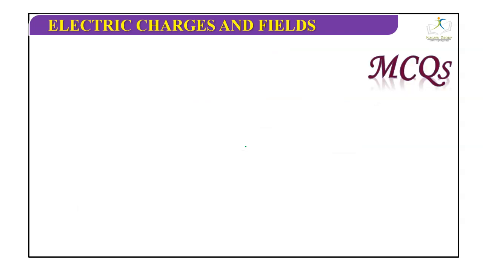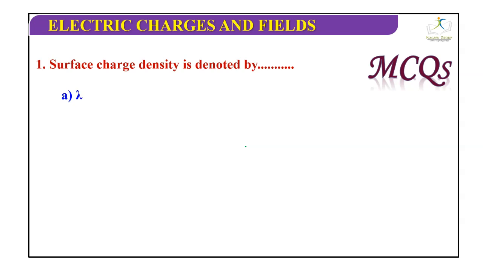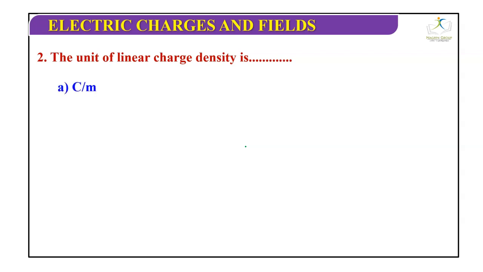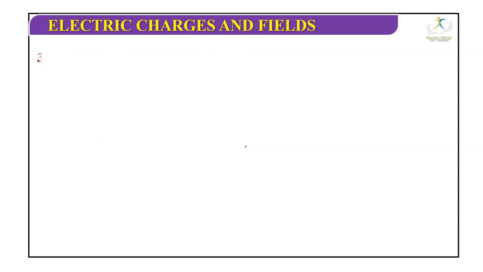Let's move with these questions so that we can understand what we learned from the first topic and the second. Surface charge density is denoted by lambda, rho, E or sigma. The correct answer is D, which is sigma. Second, the unit of linear charge density is A Coulomb per meter, B Coulomb per meter square, C Coulomb per meter cube, D Coulomb per meter 4. The correct answer is Coulomb per meter, which is option A.